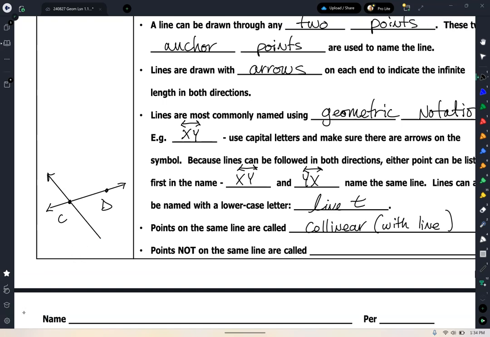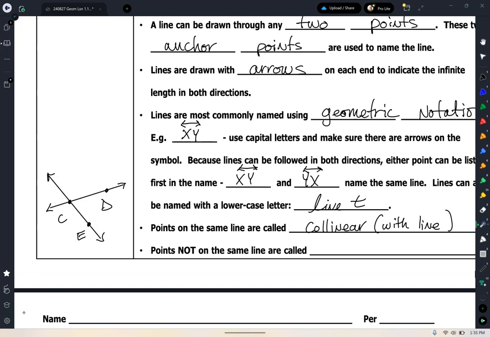So we'll put a little arrow there, a little arrow there, and then right here, we're going to put an E. Okay, ready? Question. Are points C and D collinear?